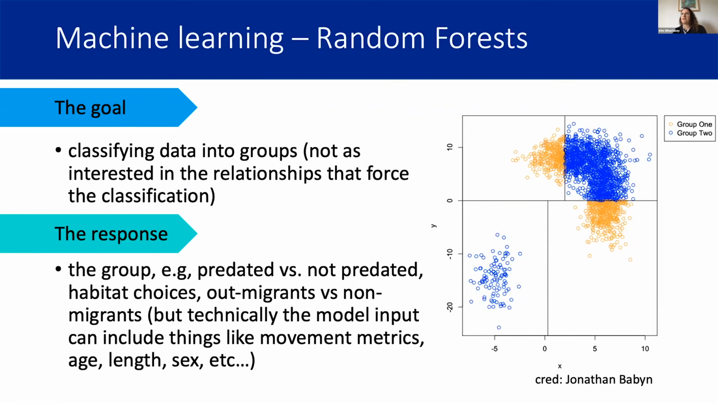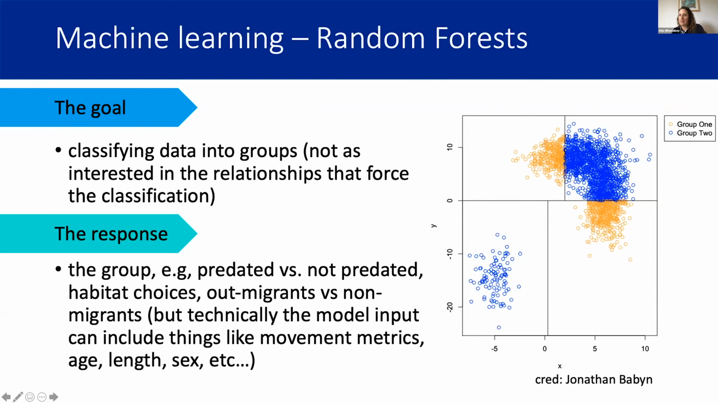And then I just wanted to take a quick look at machine learning because I found a really cool paper yesterday that talked about it. The goal here is to classify data into groups. Typically when you're using machine learning, you're not as interested in the relationships that force the classification. You're more just interested in, can we predict whether this animal was part of this group or that group? So the response is the group, but it's also kind of the model.